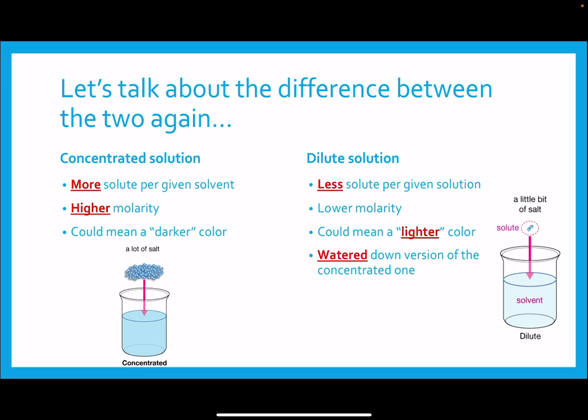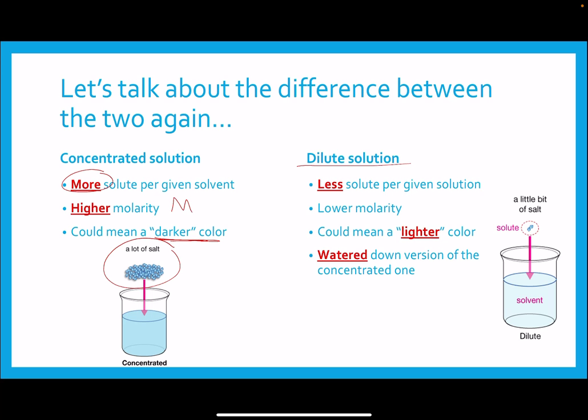So remember, a concentrated solution has more solute per given solvent. It has a higher big M molarity, and that could mean that it has a darker color, especially if we're doing a solution that has a color. Now, this is not always reliable, because if you have a clear solution, you're not going to be able to see the difference between the two. So remember, a concentrated solution would have a lot of salt. I know that's not a very technical term, but if we think about it, it has a lot in it, and that means a lot of solute per liter gives it a higher molarity.